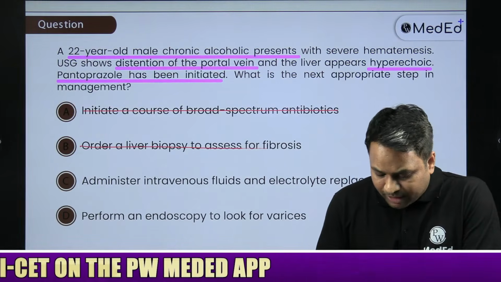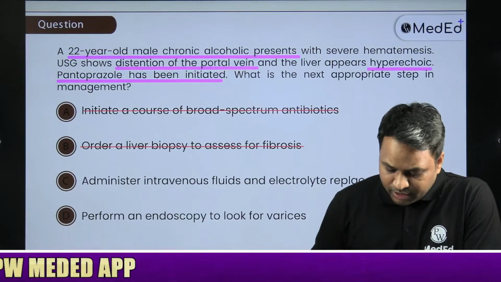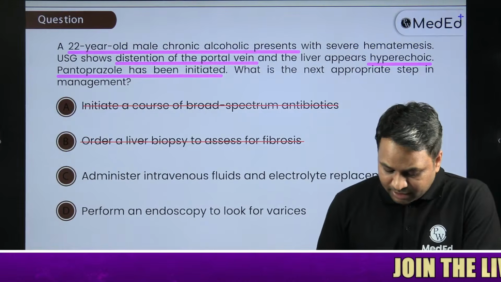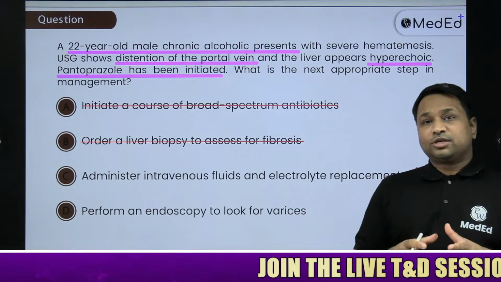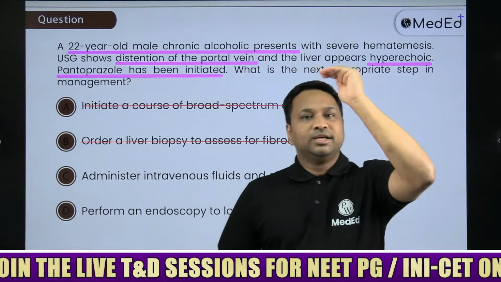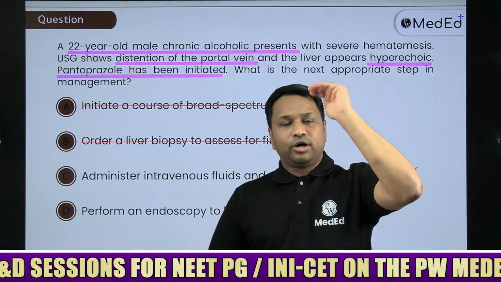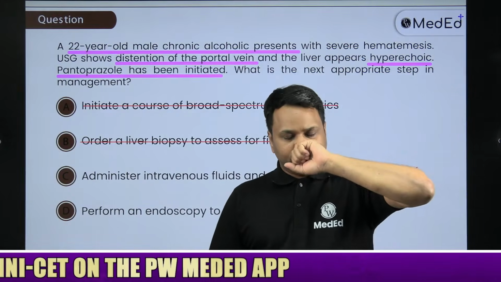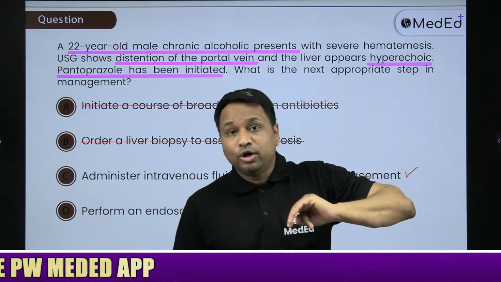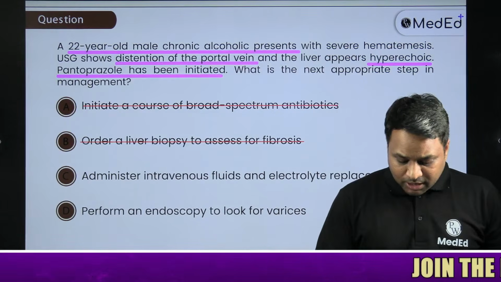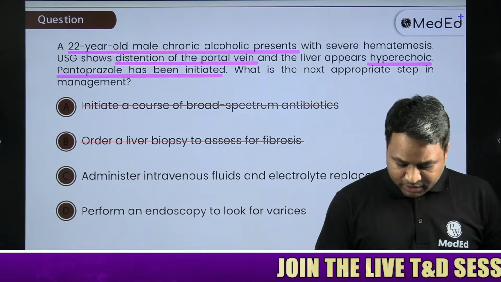There is no role for biopsy here. Again, strike it off. Yes, the patient is having volume loss, so I would like to replace it. I'll only do endoscopy once I control the bleeding. So the order is always resuscitate, start the patient on octreotide or terlipressin, then go and do a lavage, and after doing a lavage you do an endoscopy. So endoscopy comes late, so the answer here is going to be C.